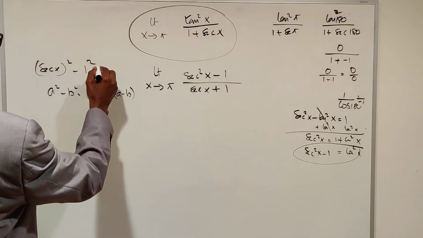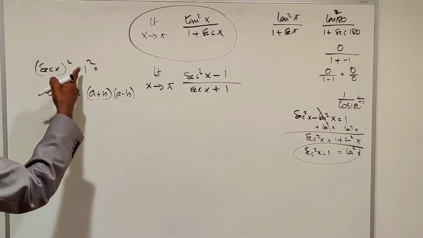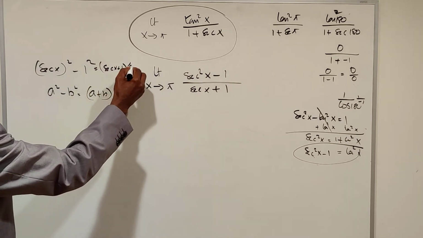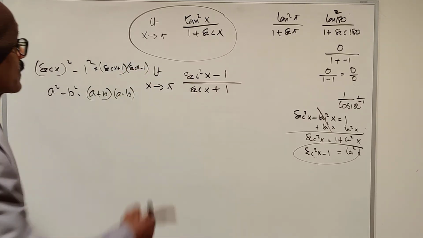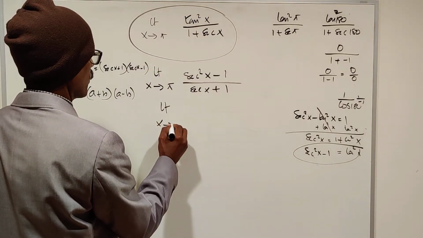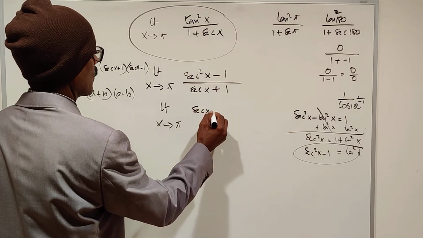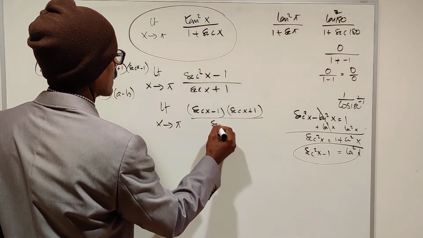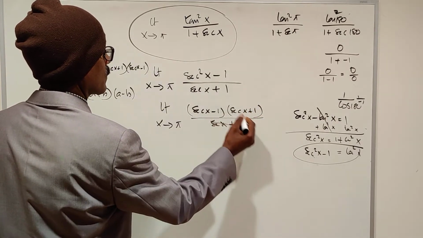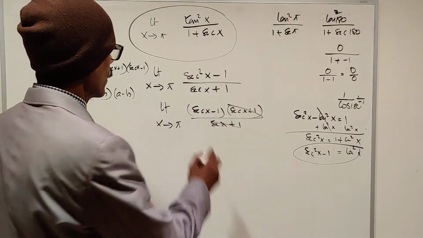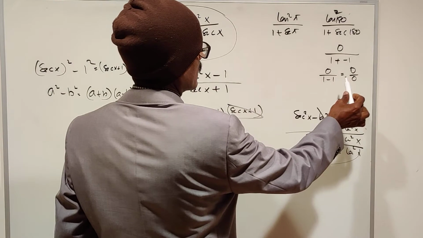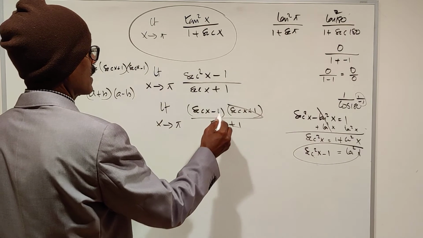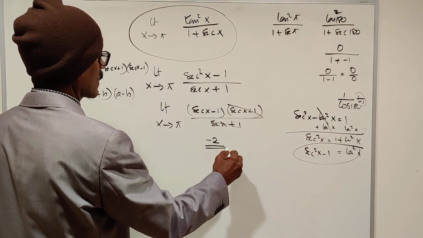So what is a here? A is sec x, b is 1. So a plus b is sec x plus 1, into a minus b, sec x minus 1. So substituting the value, limit x tends to pi, sec x minus 1 times sec x plus 1 by sec x plus 1. Sec x plus 1 cancels out. So we get sec x minus 1. What is sec x? Sec x is minus 1. So minus 1 minus 1, minus 2 is the answer.